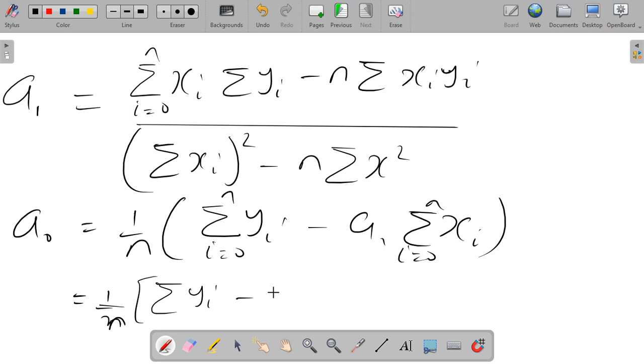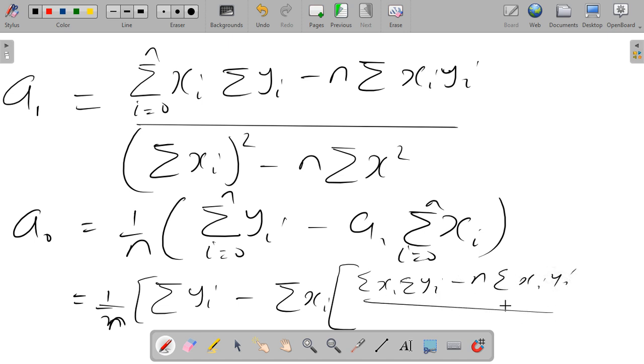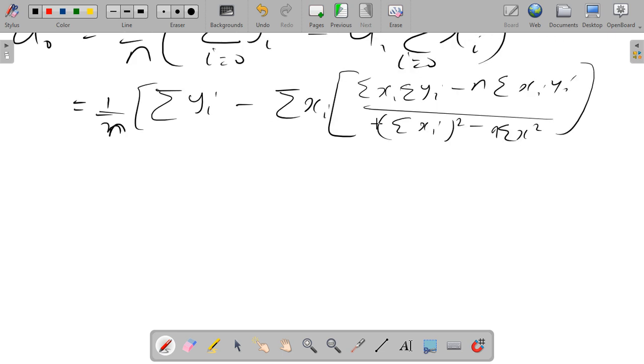Okay, or let me just do it. So I'm going to have summation, I want to write this one first. Summation xi into everything here. That is summation xi summation yi minus n summation xi yi, then all over summation xi all squared minus n summation x squared. You understand? So that is how it's going to look like. So that will now be your a0. So this will now be my a0.